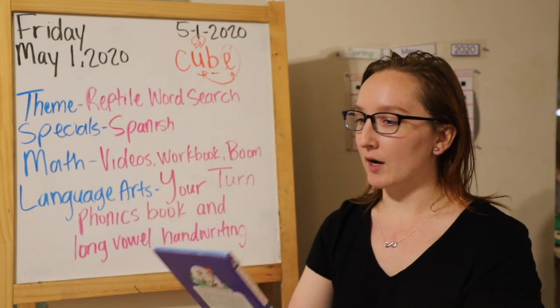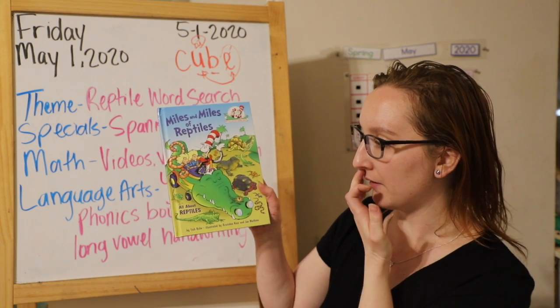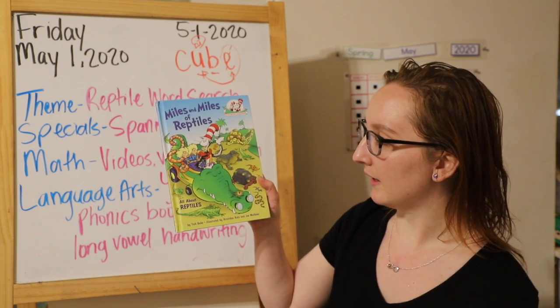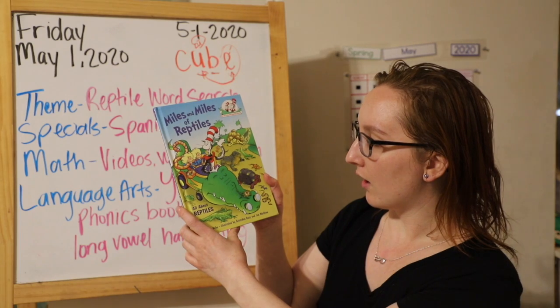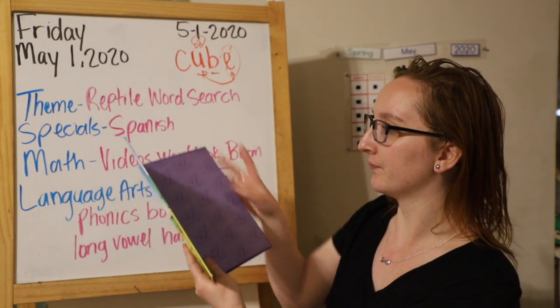So here is our book, Miles and Miles of Reptiles, all about reptiles, by Tish Rabe, illustrated by Aristides Ruiz and Joe Matthew.